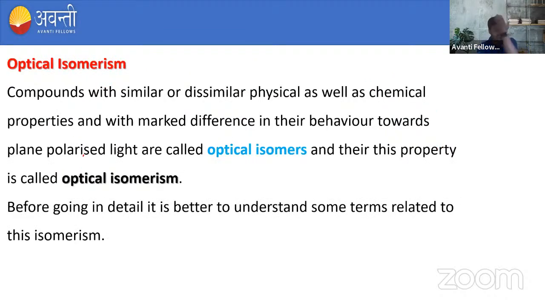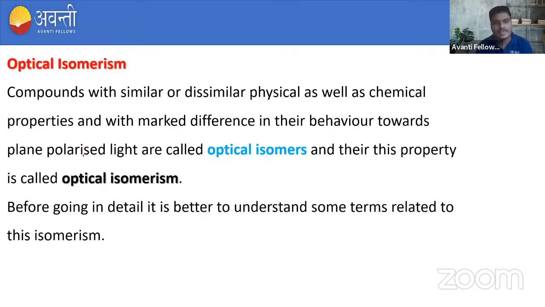Now, just like geometrical isomerism, we also want to learn optical isomerism because this is also part of stereoisomerism. We know what geometrical isomerism is. We already covered its requirements: what the basic needs for geometrical isomerism are and how you name it, like cis and trans and all this. Now let's move to optical isomerism.